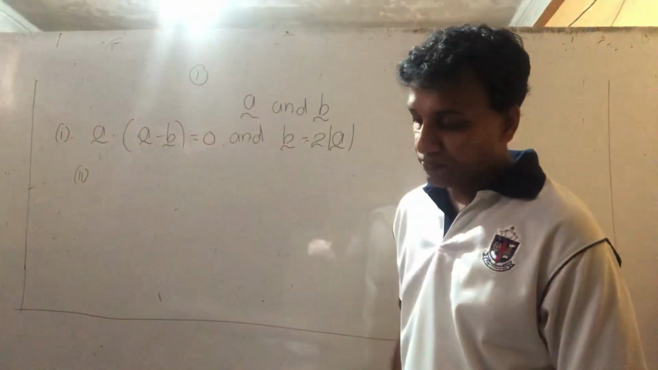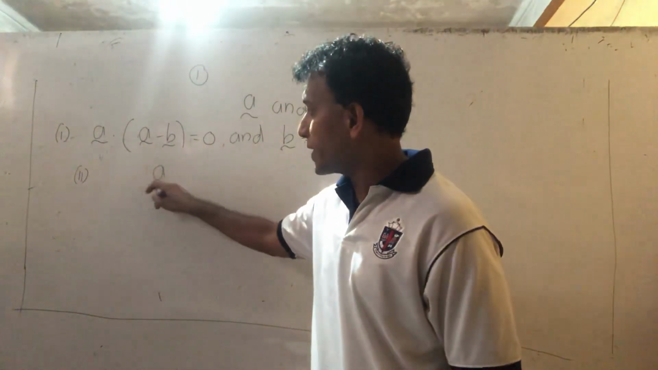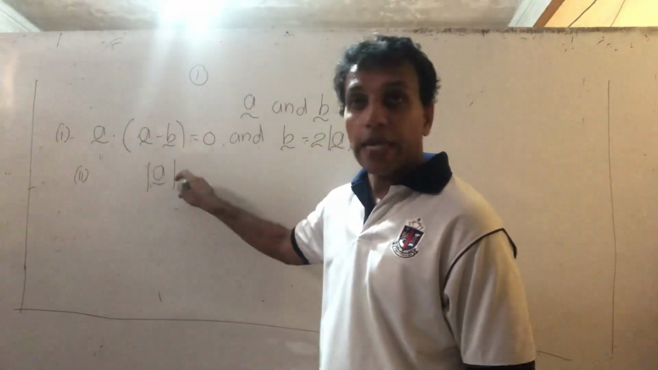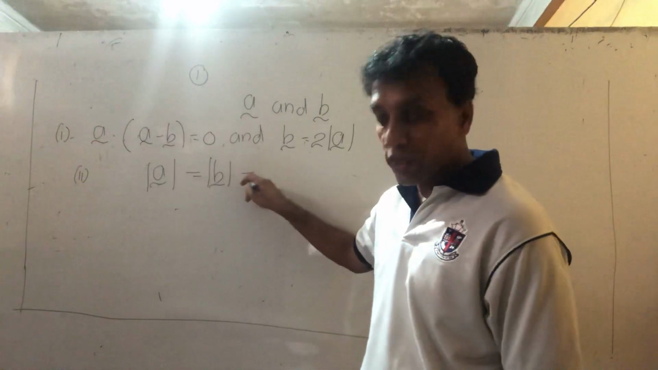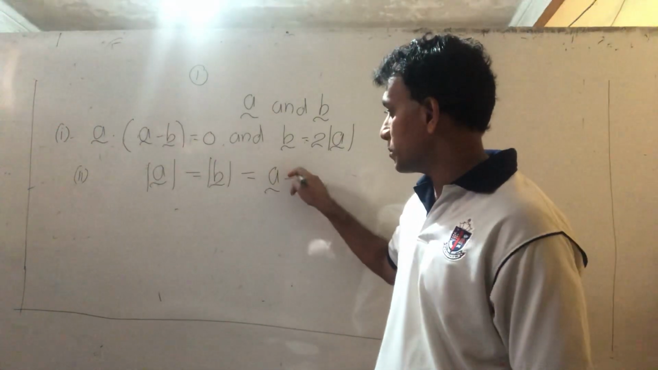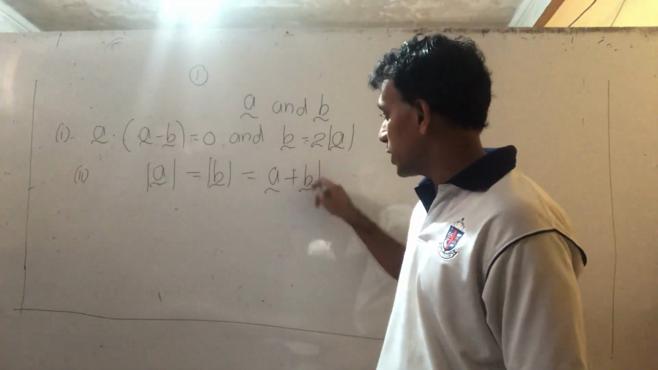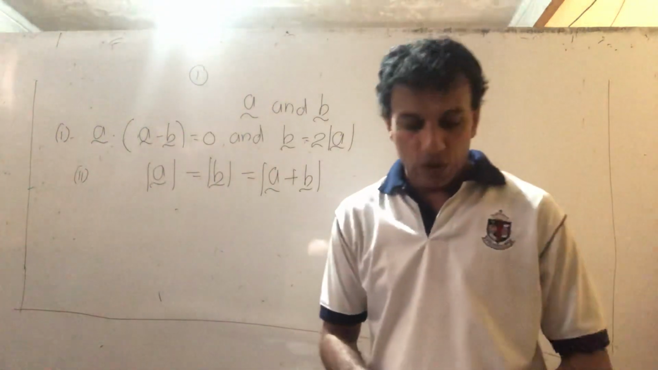Second part: the modulus of vector A equals the modulus of vector B, which is also equal to the modulus of A plus B. So that is my first question.